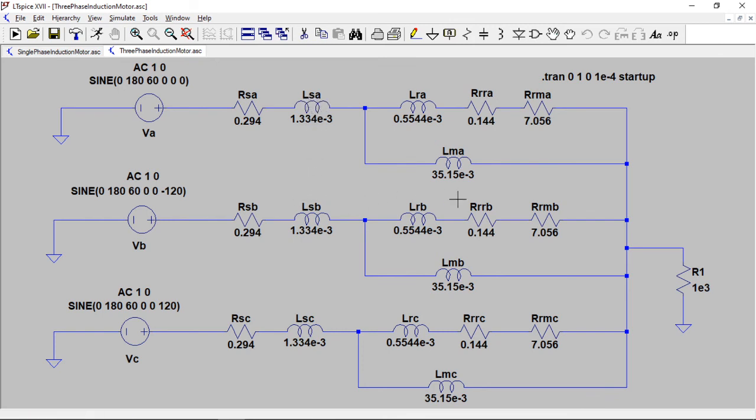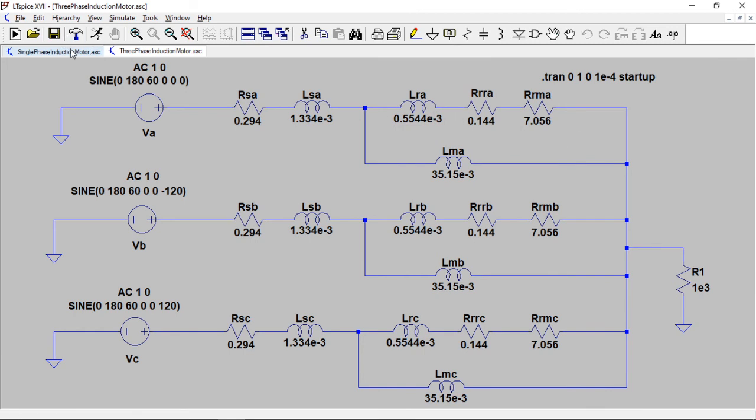Here are the 3 phases coming into the motor. I really don't need this here, but I tied it here to here. As long as these currents are balanced, the net current here is going to be 0. So it doesn't really matter if I put anything here because no current is going to flow through here. Maybe we'll look at that a little bit later.